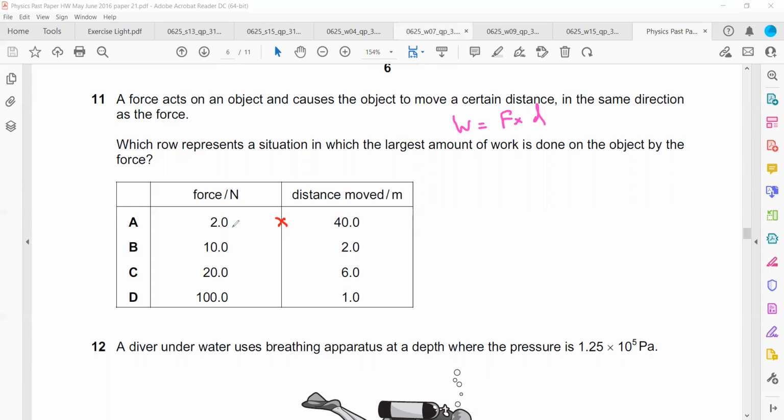So force multiplied by distance: 2 multiplied by 40, that is 80. 10 multiplied by 2, so that is 20. 20 multiplied by 6, so that is 120. And 100 multiplied by 1, so that is equal to 100. The question is, which is the largest work done? The largest work done gives the highest product, so that is option C, because in case of C, it is giving us the highest product. So work done is a product of force and distance.